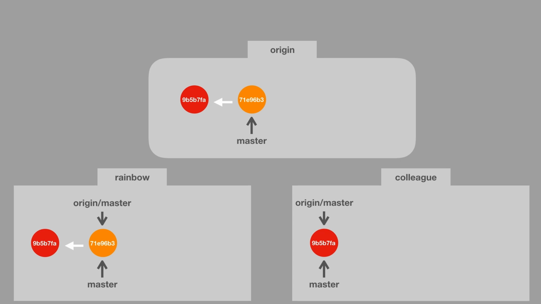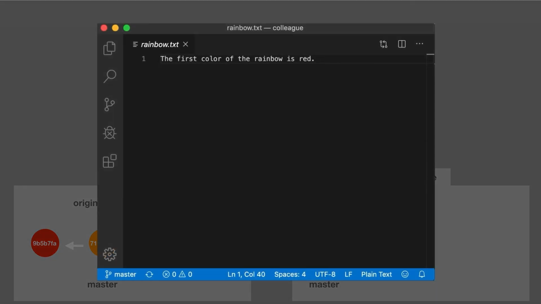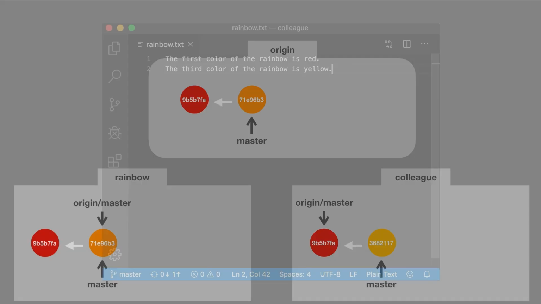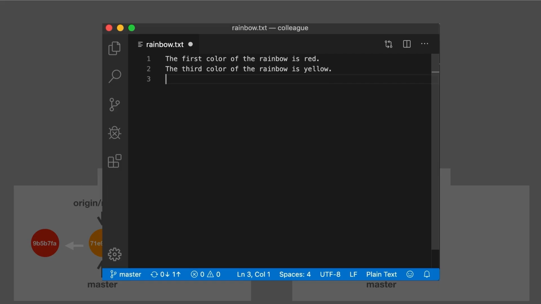Now let's assume that our colleague also wants to do some work. So we can see that we're in the colleague's project folder. They have the version of the file that's in the red commit, and they write the third color of the rainbow is yellow. They save, and they make a commit. Let's assume that they want to add some more work. So they're also going to write that the fourth color of the rainbow is green.